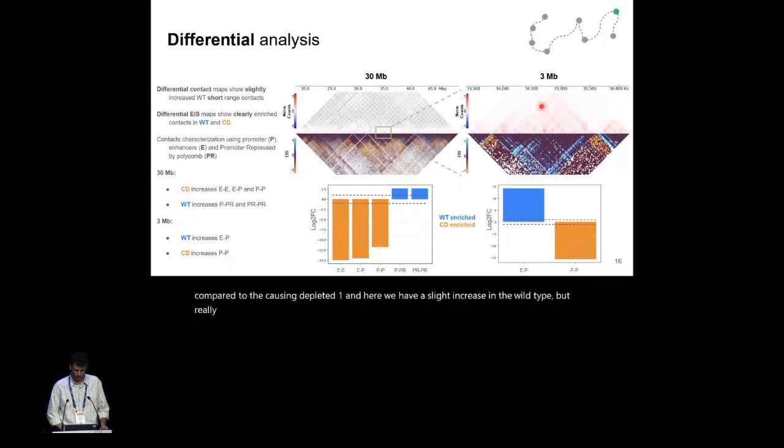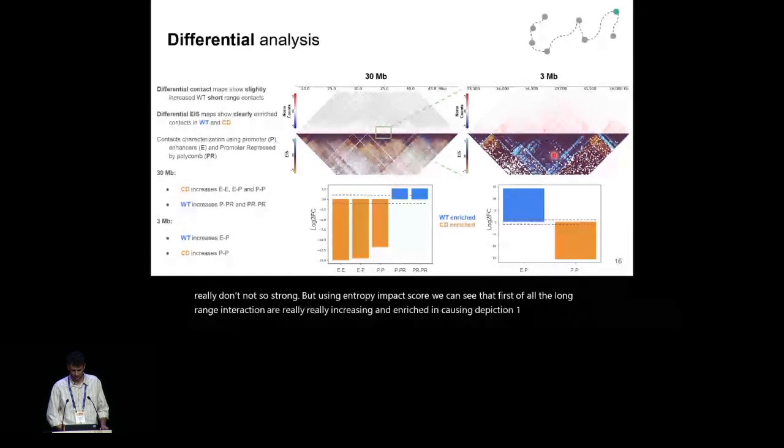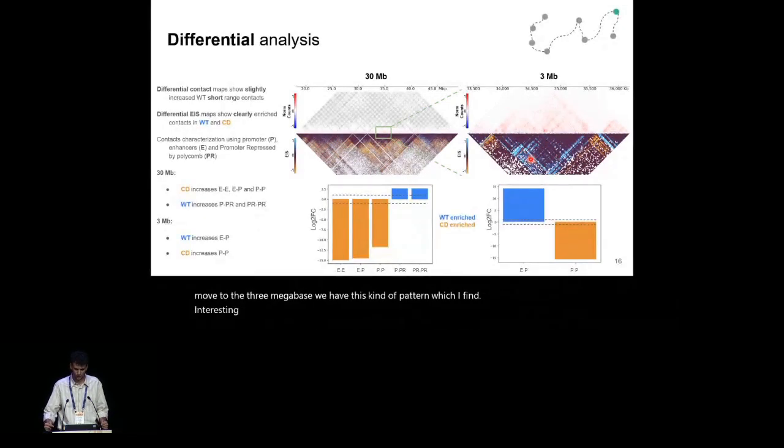But using the entropy impact score, we can see that, first of all, the long-range interactions are really increasing and enriched in coenzyme depletion 1. And when we move to the 3 megabase region, we have this kind of pattern, which I find really interesting, because the intra-TAD contacts are enriched for wild-type cells, while inter-TAD contacts are enriched for coenzyme depleted cells.